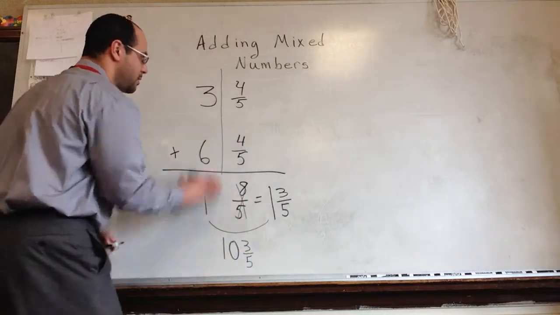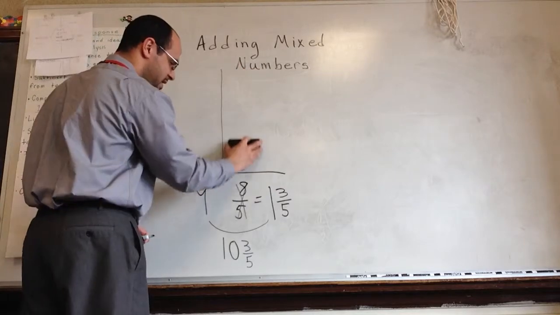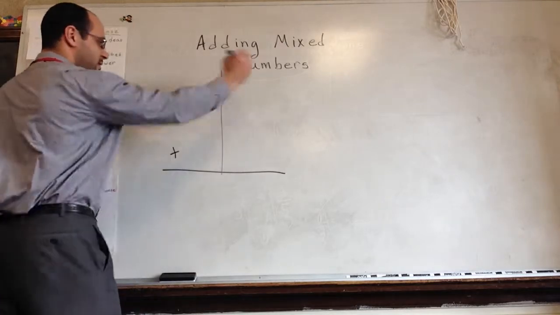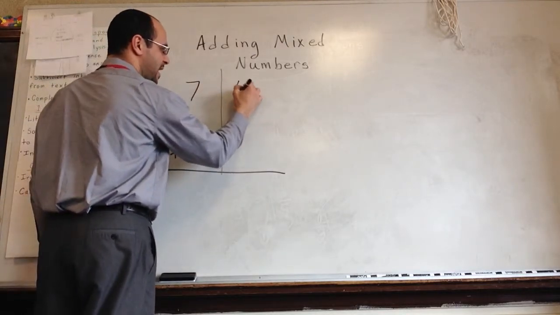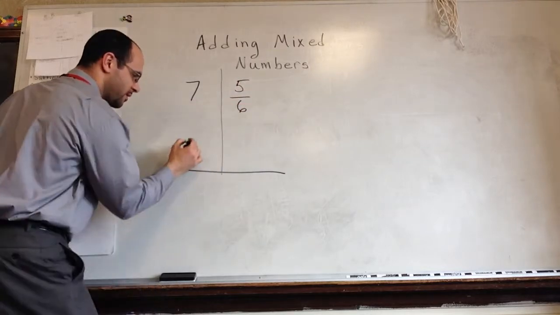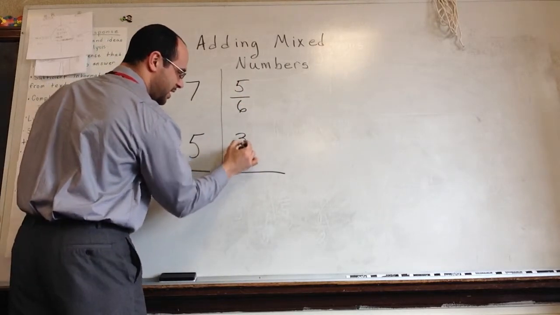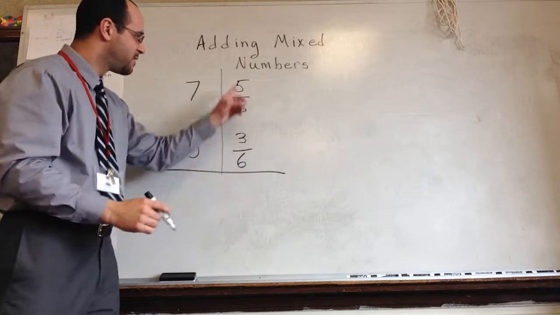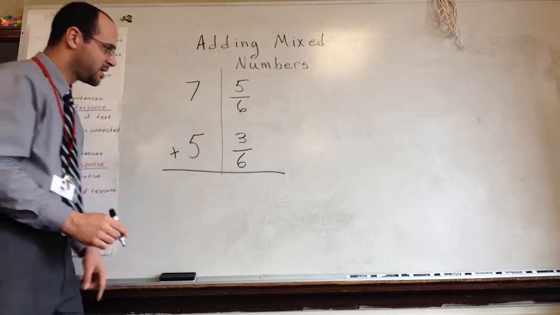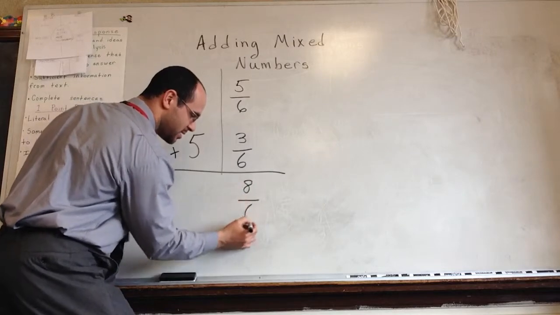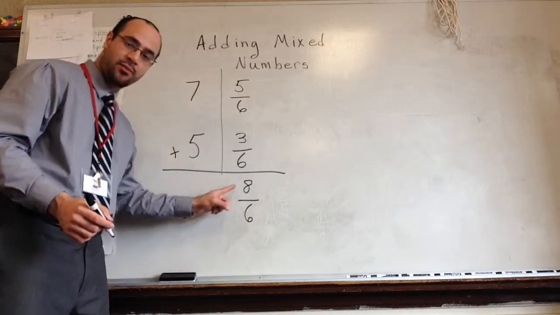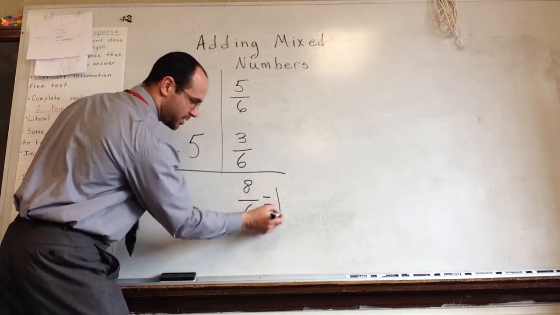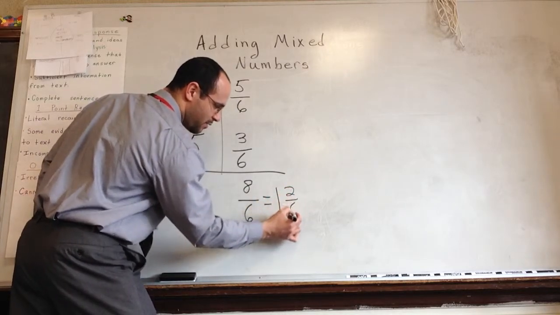Okay, let's do one more. Let's erase these guys. Alright, let's try a larger one. Let's try 7 and 5/6 over 5 and 3/6. Again, I'm going to do my fractions first. 5/6 plus 3/6 is 8/6, which I cannot leave like that again because it's an improper fraction. So if I convert these, 6 goes into 8 1 time with 2 left over.